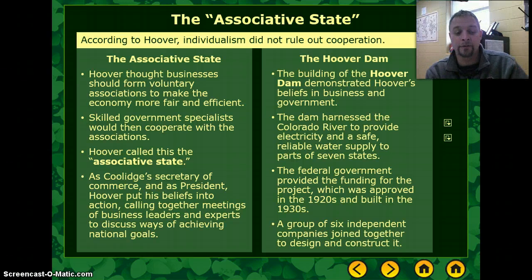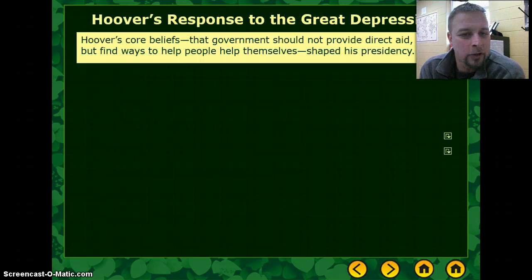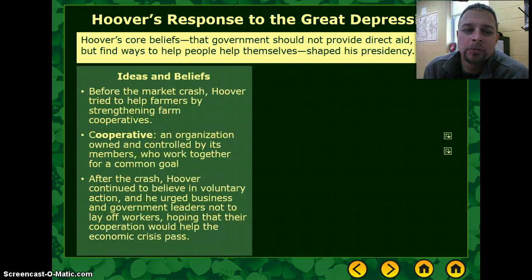The federal government provided the funding for the project, and a group of 6 independent companies joined together to design and construct. This is a good example of the associated state. However, he did believe that government shouldn't provide direct aid, and this becomes a problem, as he believes in voluntary action.